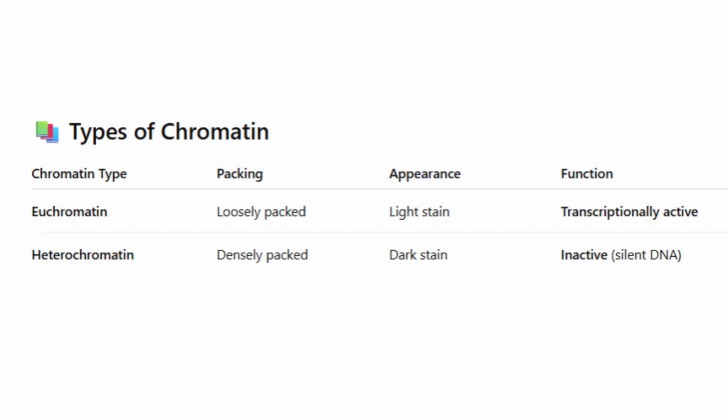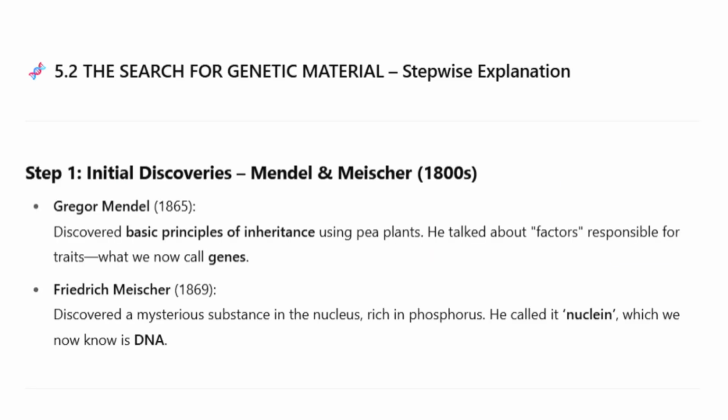Types of chromatin. Euchromatin: loosely packed, light stain, transcriptionally active. Heterochromatin: densely packed, dark stain, inactive, silent DNA.